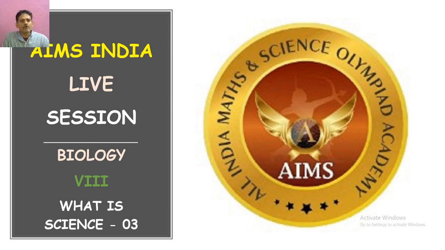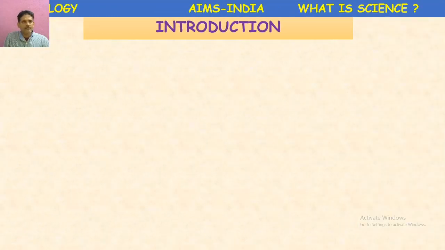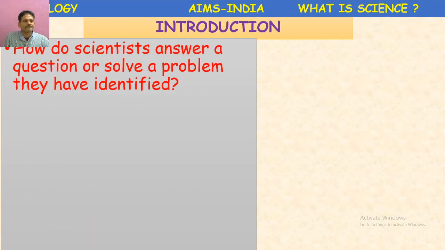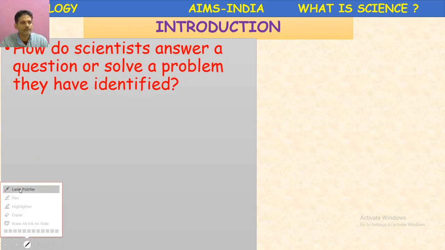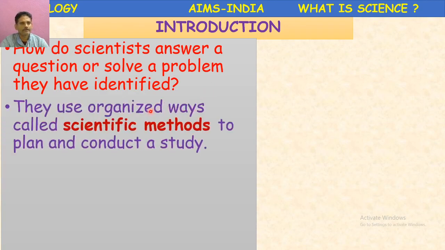Today we are going to discuss life skills, which are very important to attain success in life. So let us briefly recall. How do scientists answer a question or solve a problem they have identified? For that, they use organized ways called scientific methods to plan and conduct a study.